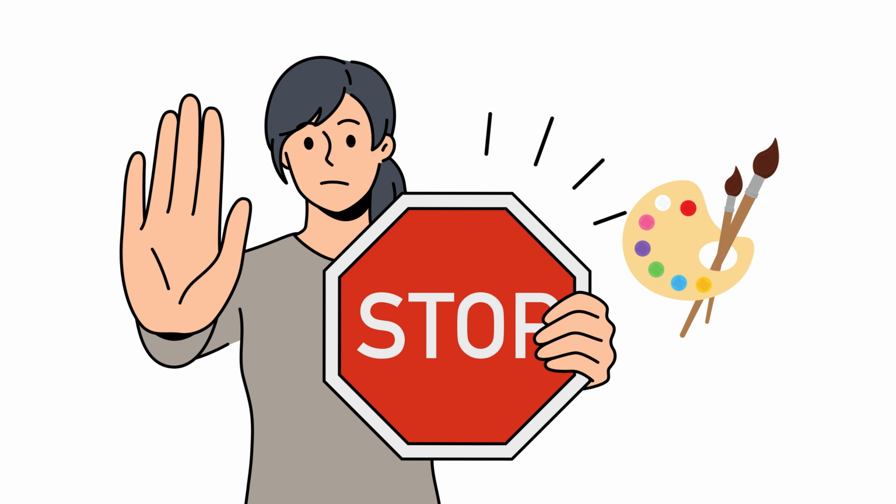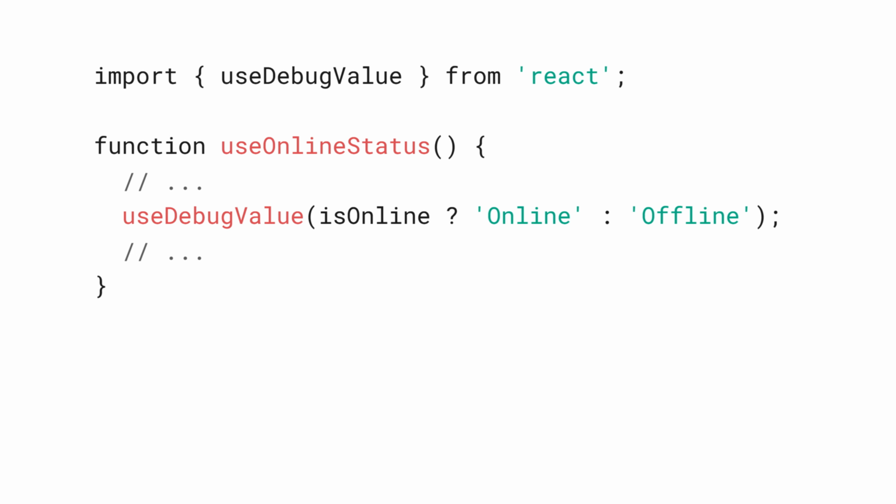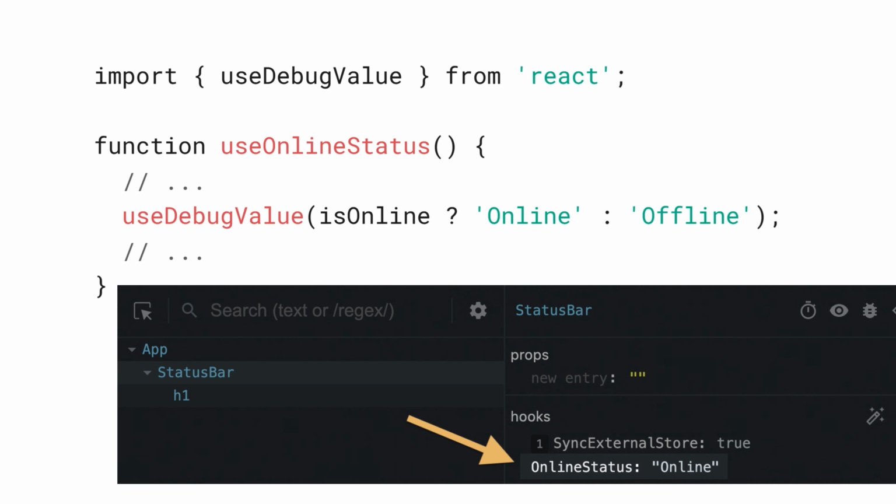useDebugValue is a development-only hook that helps with debugging custom hooks in React DevTools. When you inspect this hook in React DevTools, you'll see the debug value alongside the hook, making debugging much easier.